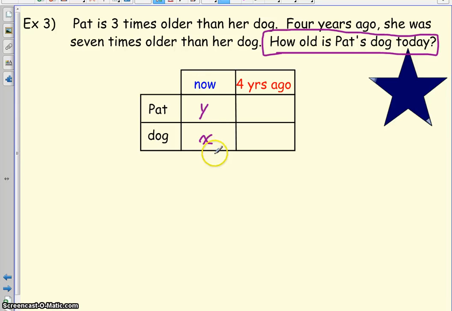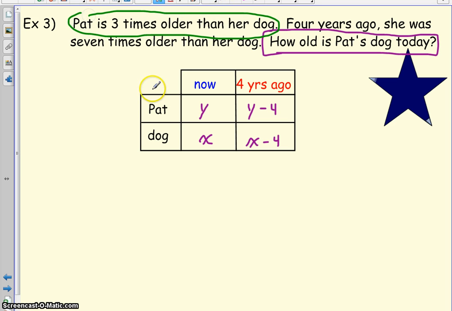So if the dog's age now is X, 4 years ago the dog's age would be X minus 4, which means 4 years ago Pat's age would be Y minus 4. Okay, well, how does this help us? Well, right now it's telling us that Pat is 3 times older than her dog. So that means Pat's age, which we called Y, equals 3 times the dog's age, so we have Y equals 3x. Okay, that's my first equation.